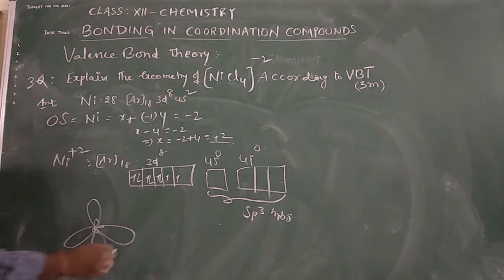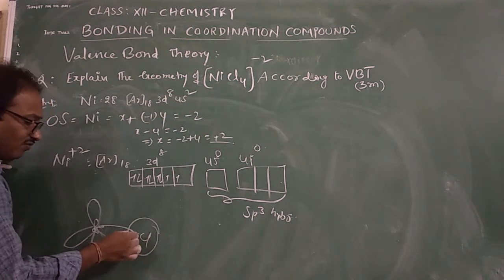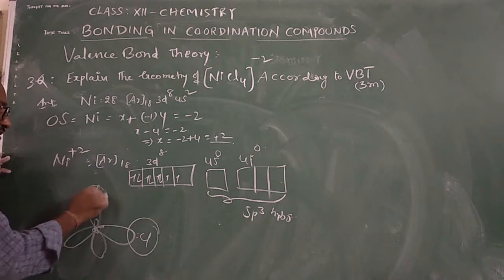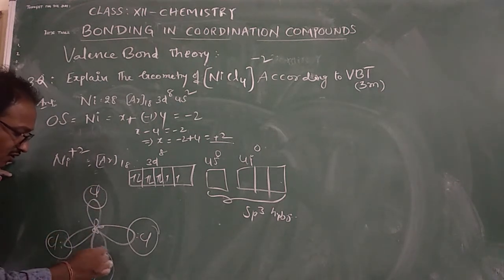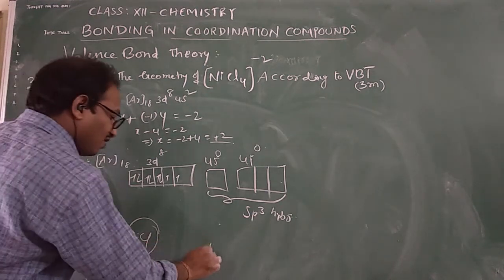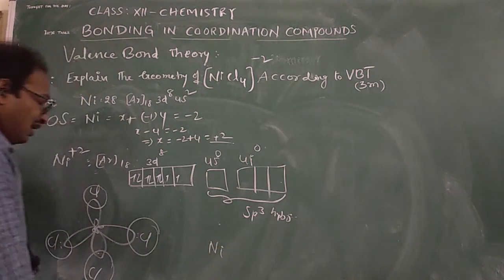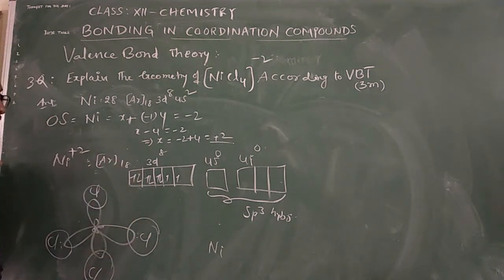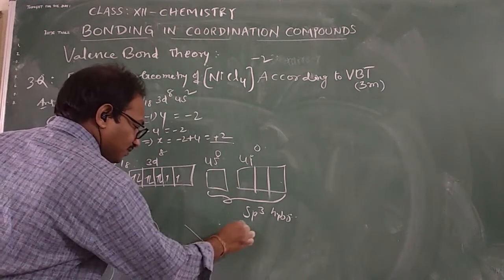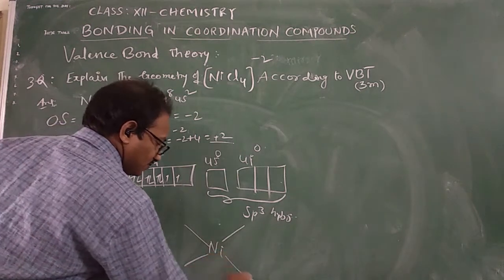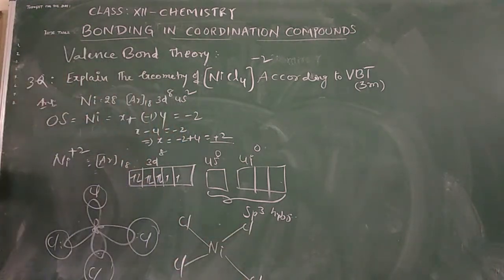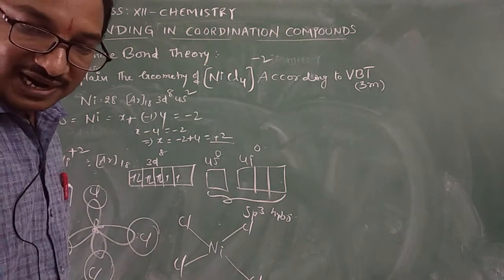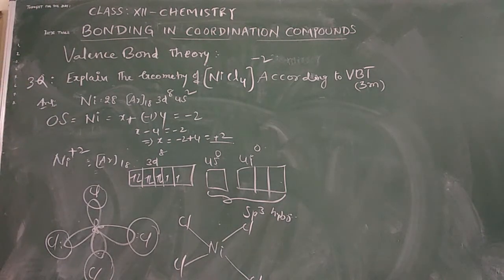What about the chlorines? There are 4 chlorines. They can each donate one lone pair of electrons and form coordinate bonds. That is why the shape of NiCl4 minus is like this. Whenever sp3 hybridization is there, we have to say tetrahedral shape.